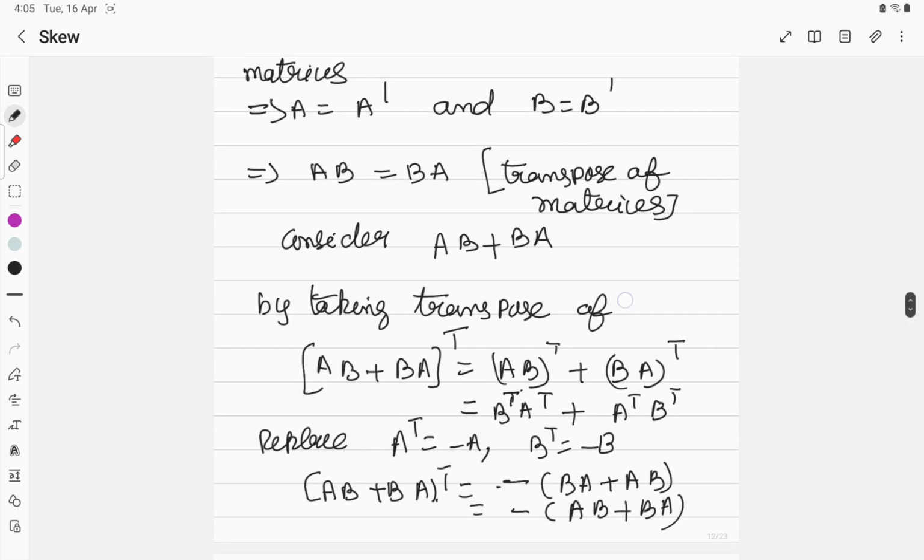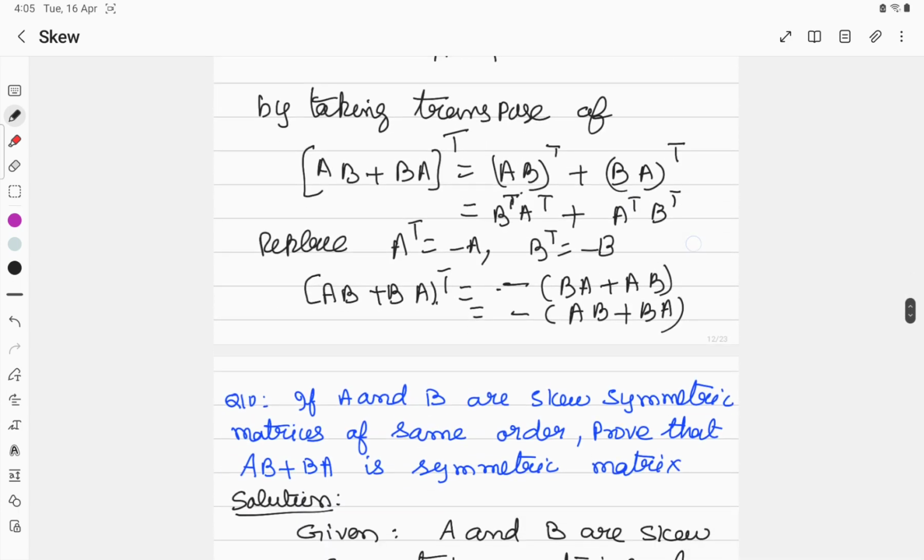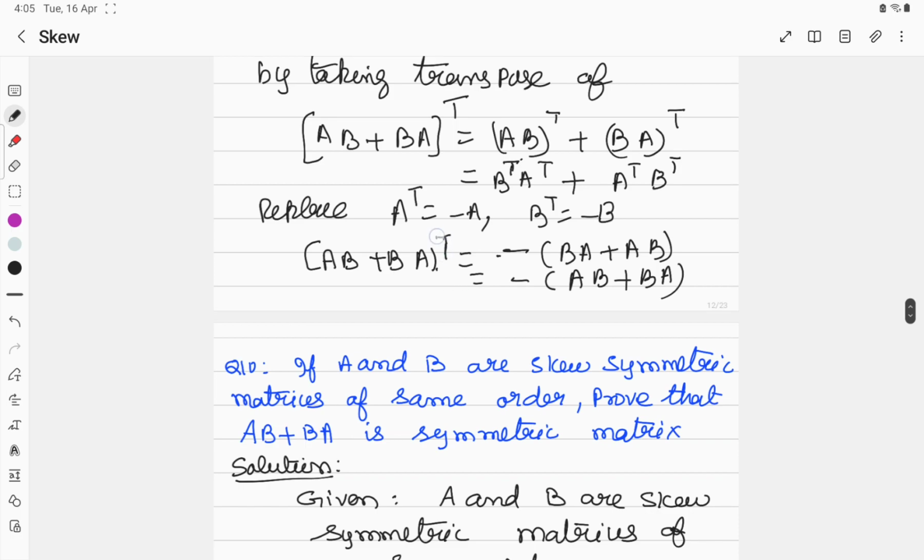Therefore, AB plus BA is a skew symmetric matrix. Hence we prove.